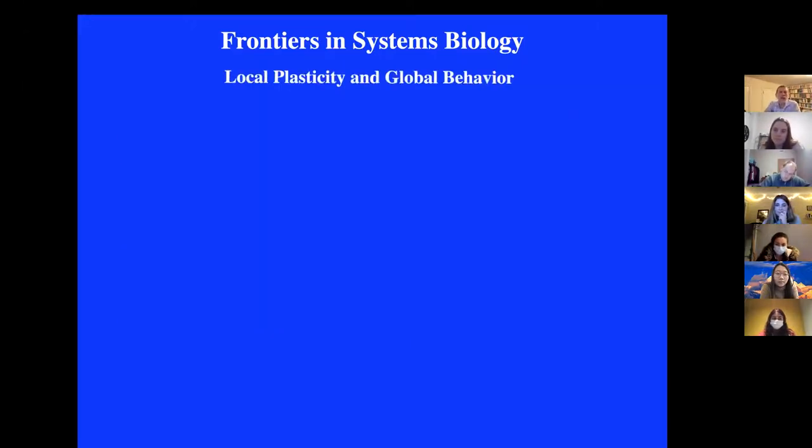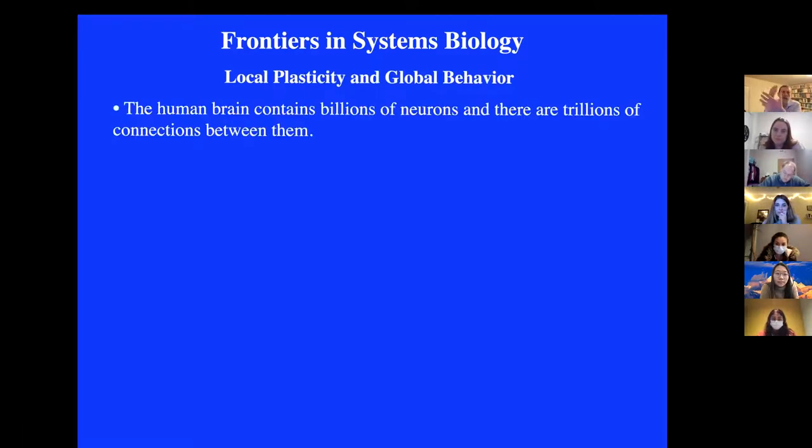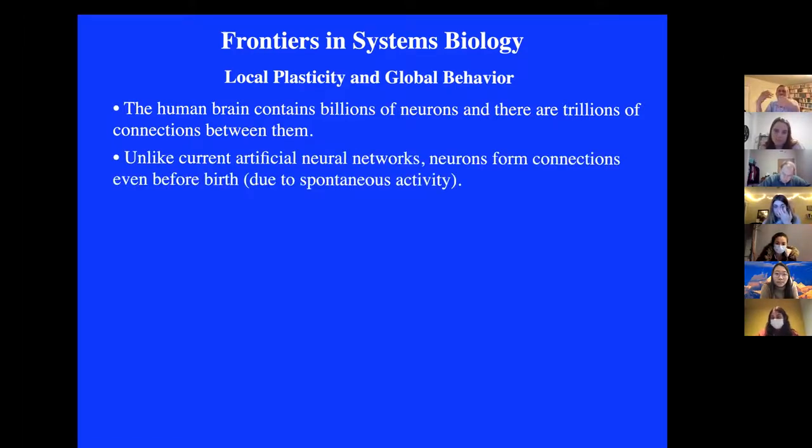Another example, local plasticity and global behavior. The human brain contains billions of neurons and there are trillions of connections between them. This is no exaggeration, it's amazing. Now, unlike artificial neural networks, neurons form connections even before birth, while you're a fetus in the uterus, and that's all due to spontaneous activity.